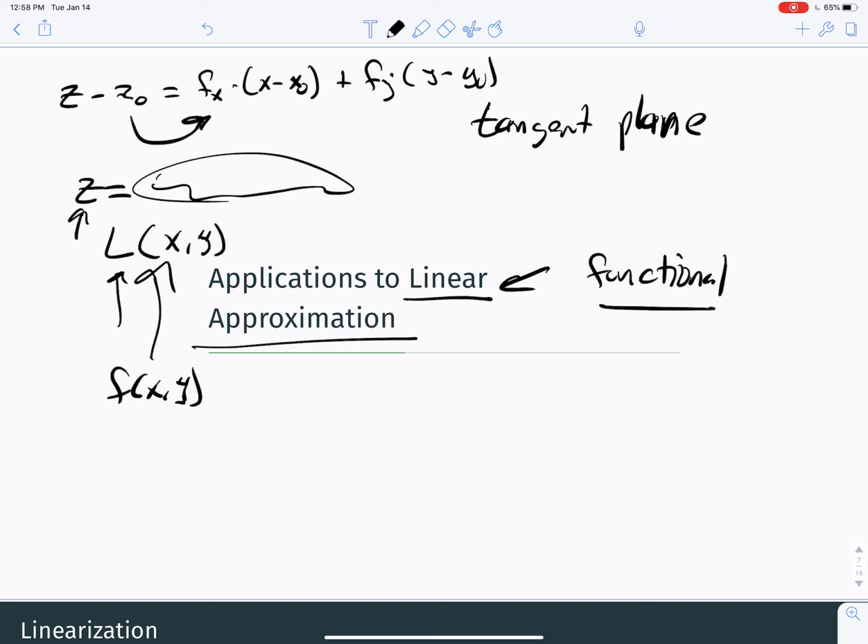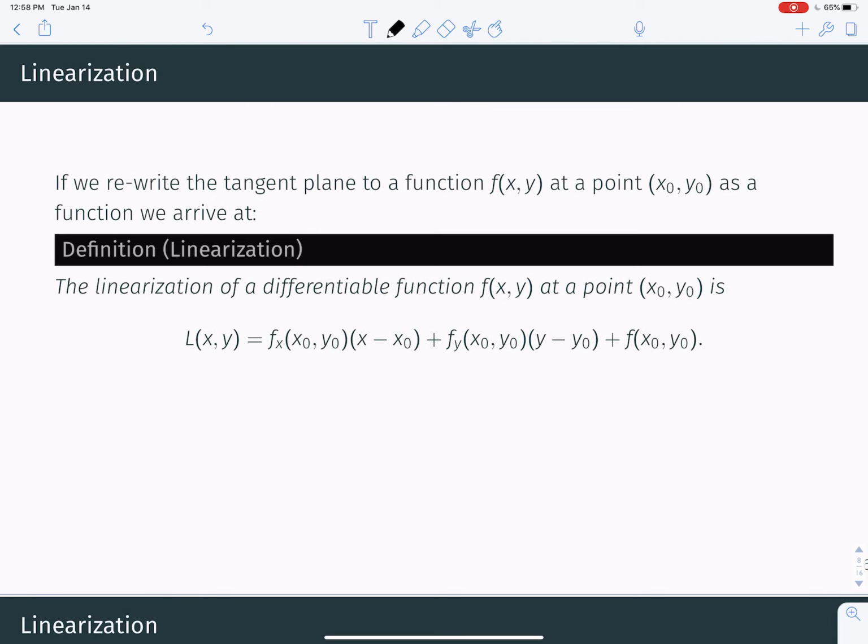Of course, it won't be equal to, it should be close to, as long as the points x and y are close to the x naught and y naught that we started with. All right? So, slightly more specifically here and nicely written out, if you start with some function f of x y and you pick a point x naught, y naught, we're going to create a new function. We're going to call it L for linearization. And the way we're going to do that is we're just going to make the tangent plane, right?